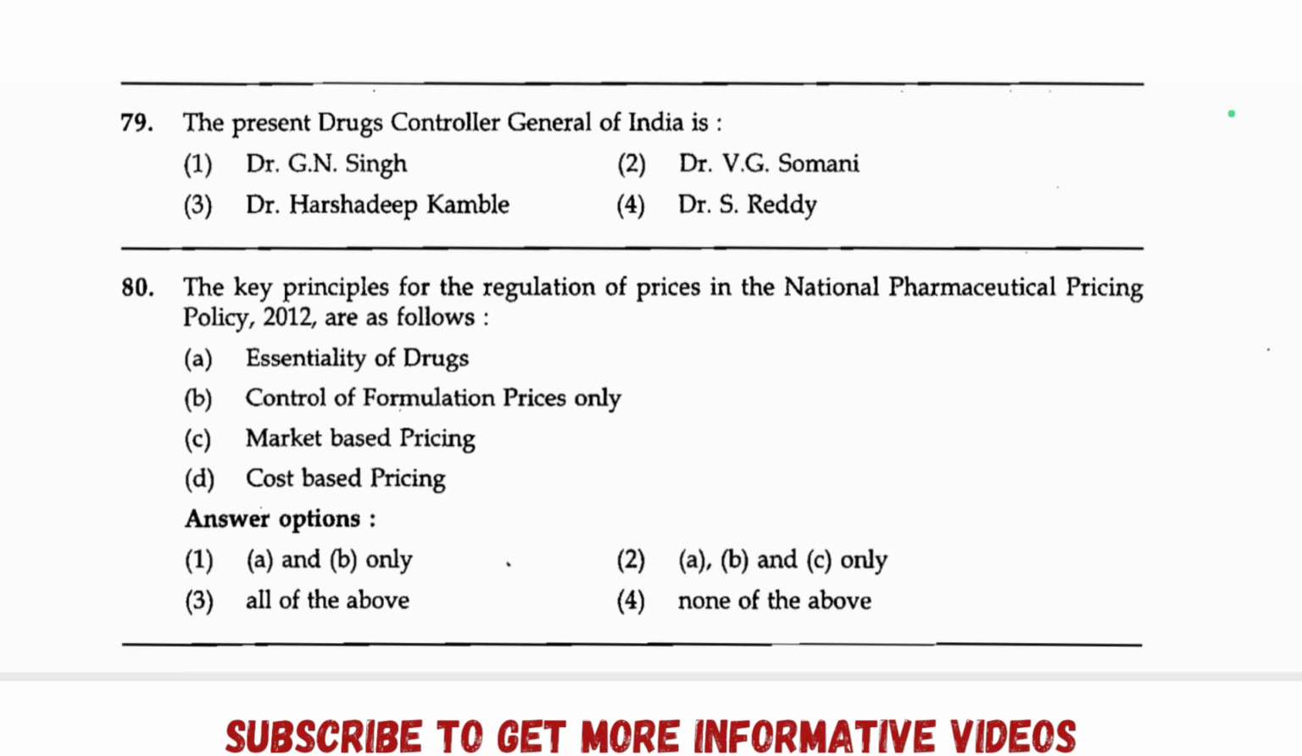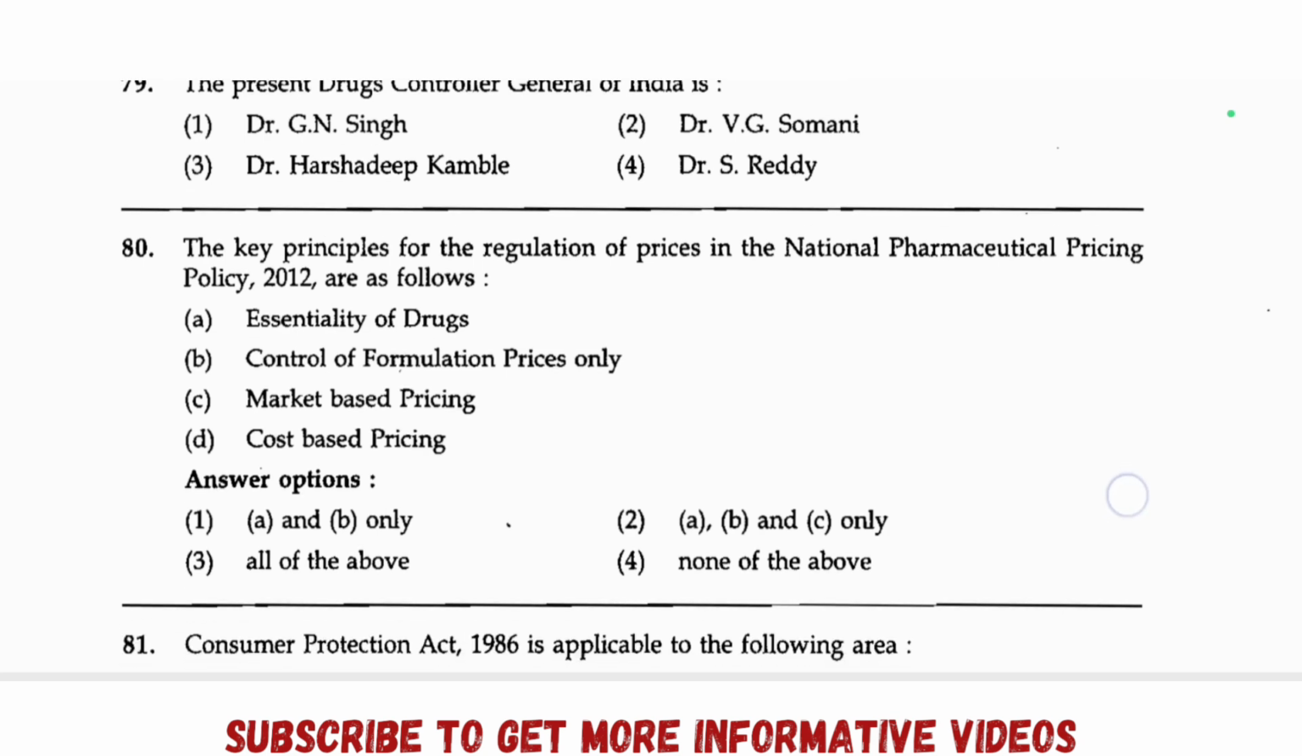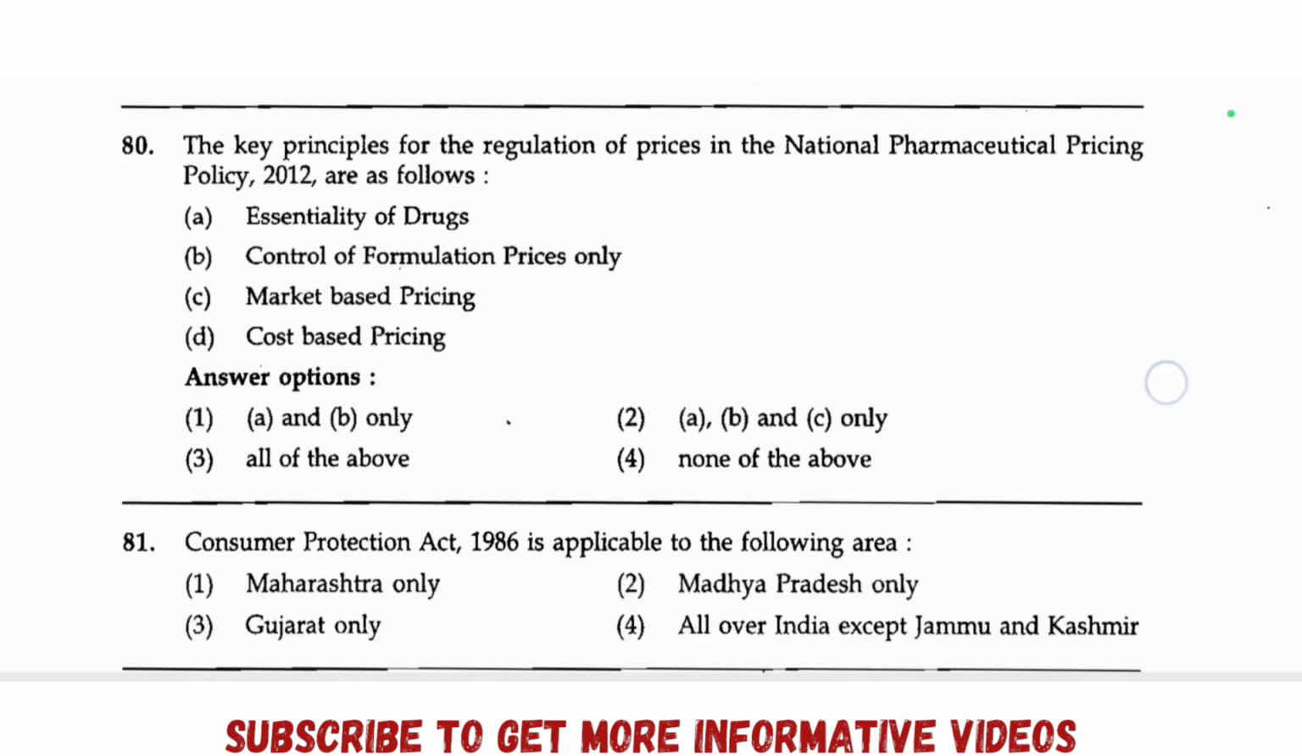Next, the key principles for the regulation of prices in the National Pharmaceutical Pricing Policy 2012 are as follows. Options are essentiality of drugs, control of formulation prices only, market based pricing, cost based pricing. So the correct answer is option 2, that means A, B and C only.